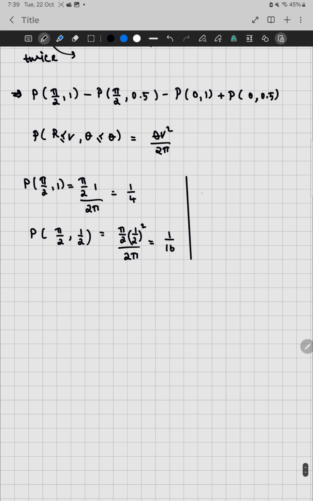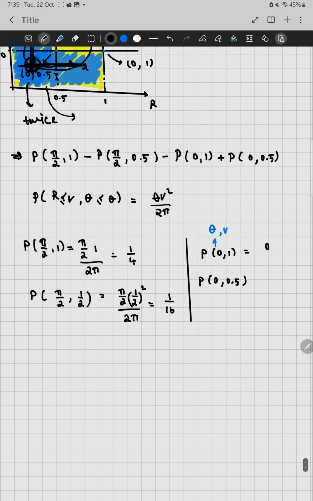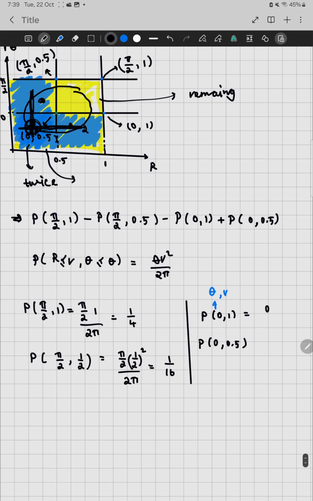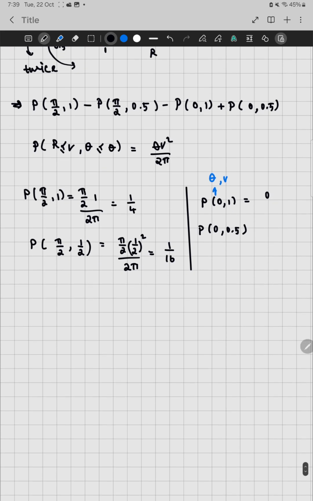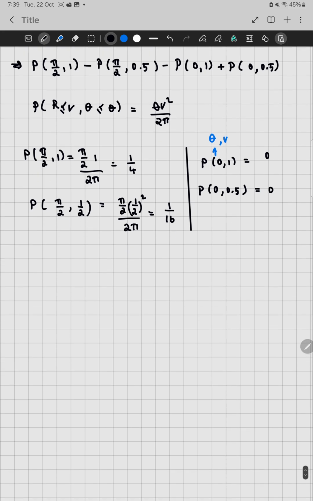Then what do we find? P of 0 comma 1. Remember we used the form theta comma r, so like that I'm substituting. So theta is 0, and 0 into anything will be 0 only. So P of 0 comma 0.5. Did I write the coordinates correct? Yes, I guess I wrote the coordinates correct. P of 0 comma 0.5 also will become 0, because 0 into anything will be 0.